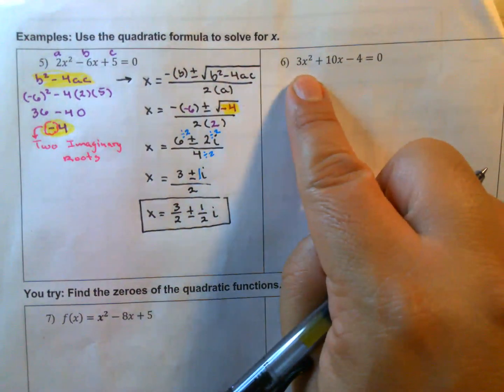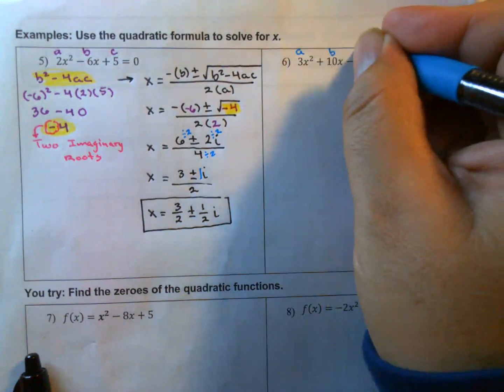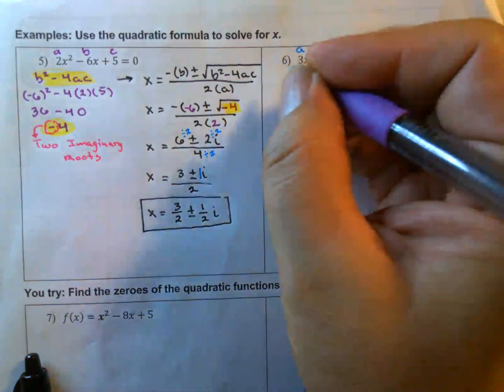Now let's look at number 6 here. For number 6, same situation. Here's our a, here's our b, here's our c. So let's get that practice in.